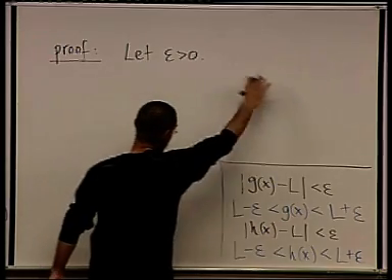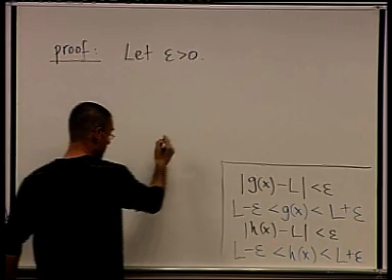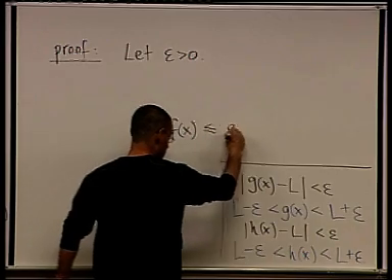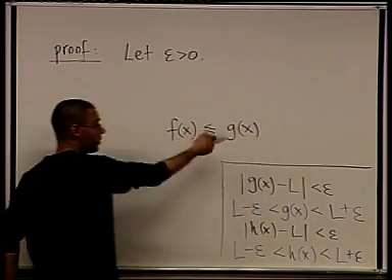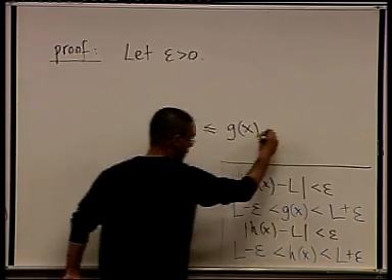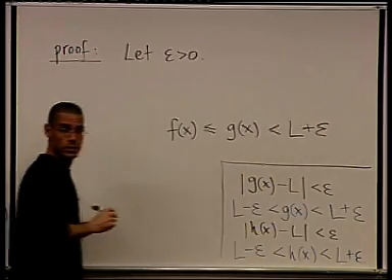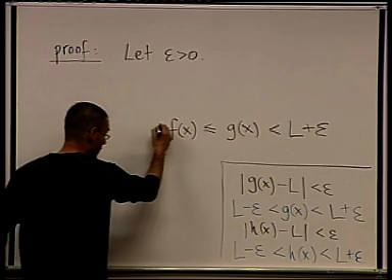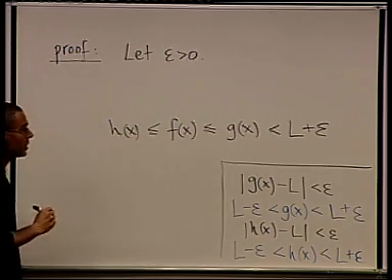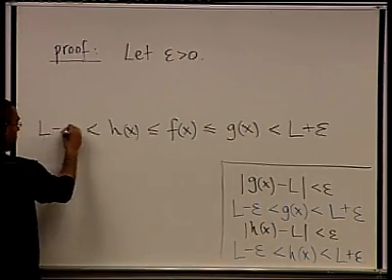So leave a line here for the arguments that precede the statement. But the statement is going to be f of x is less than or equal to g of x. This is known from the data, from the assumptions. And g of x is less than L plus epsilon. That's from here. Do you agree? Similarly, f is greater than or equal to h of x. These are the assumptions. And h of x is greater than L minus epsilon.